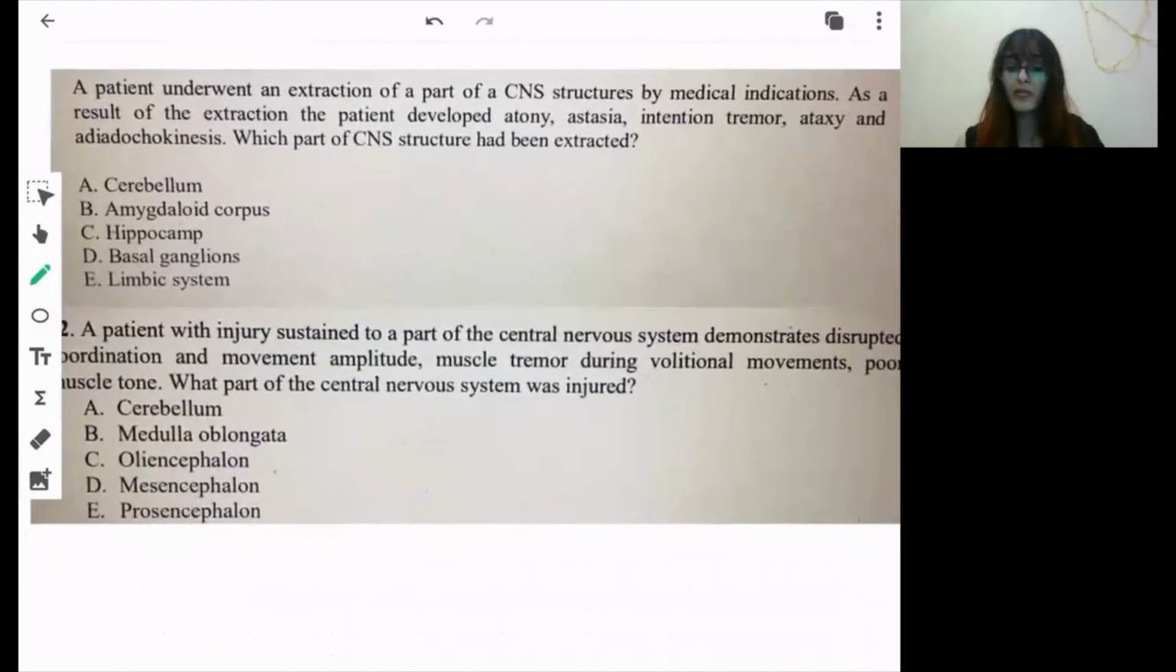So in this, after removal of a part of CNS, the patient developed atony, ataxia. That is, a patient cannot maintain balance. He has problem with walking. Intention tremor, the most important one. Ataxia and adiadochokinesis. Again, the patient cannot perform alternating movements. So the answer is cerebellum.